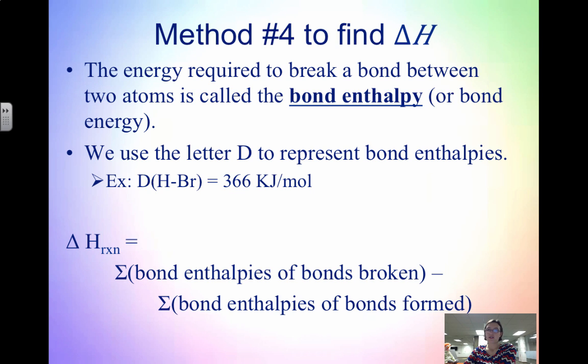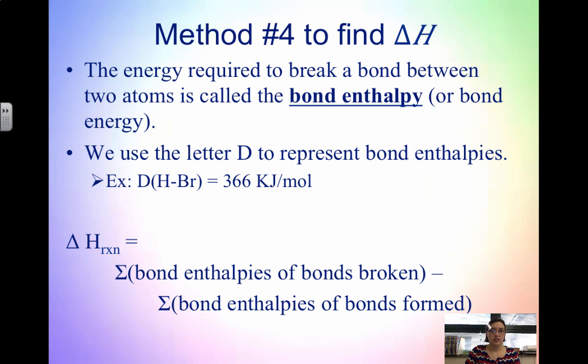So the fourth method to find delta H is called bond enthalpy. This is section 8.8 in your book. Please look through section 8.8. In section 8.8, it discusses bond enthalpy, bond energy, and bond length. So the fourth and final method to find delta H is using bond enthalpy.